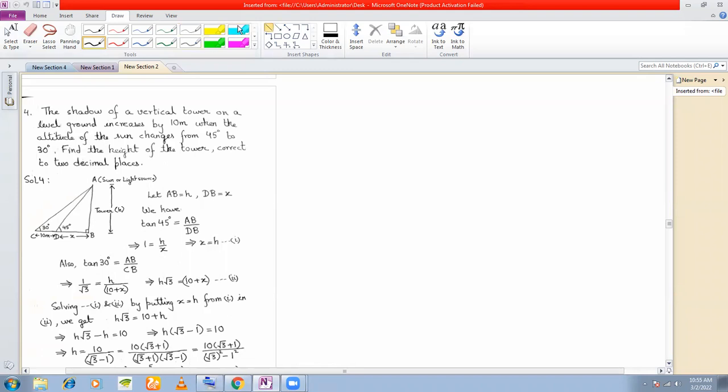So you have a vertical tower first of all. Let's say this is your vertical tower, and let's say this is your ground level. This is your 90-degree angle, right? Now in this vertical tower, the shadow of this tower increases by 10 meters when the altitude of the sun changes. So this is the place where the light is coming from. The sun may be, let's say, somewhere over here. You don't know where the position of the sun is, but you definitely know that the source of the light is from here. Let's call this point A. So A is the source of the light.